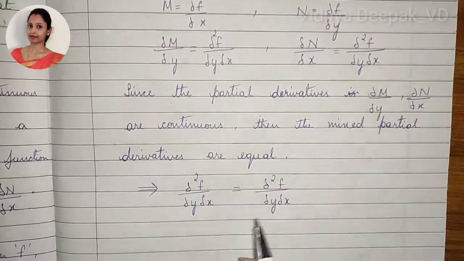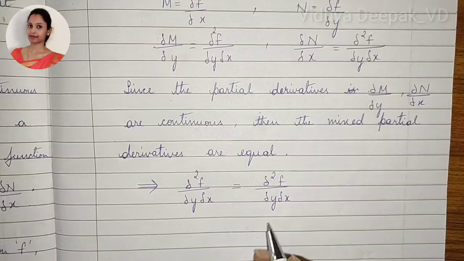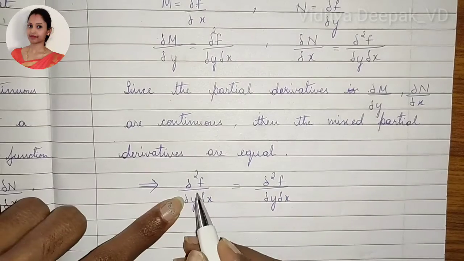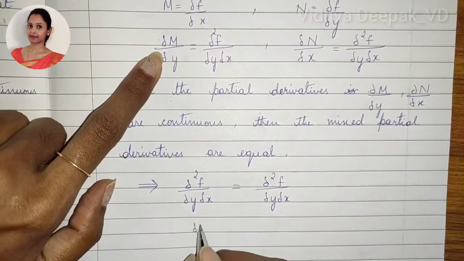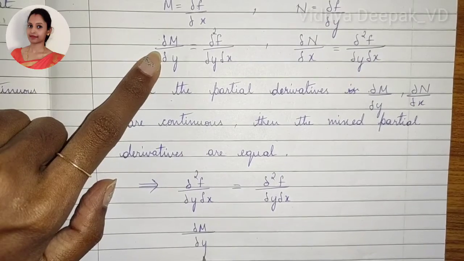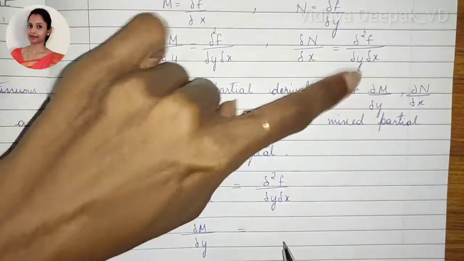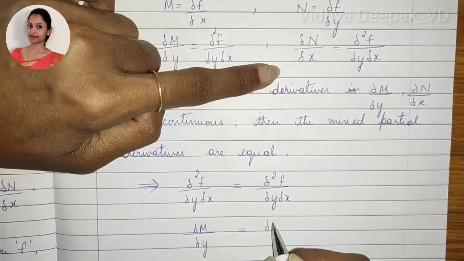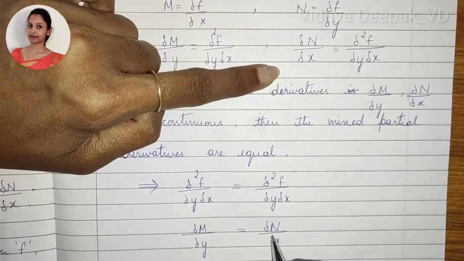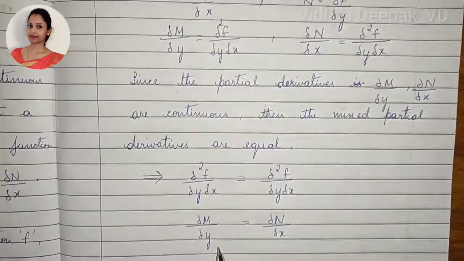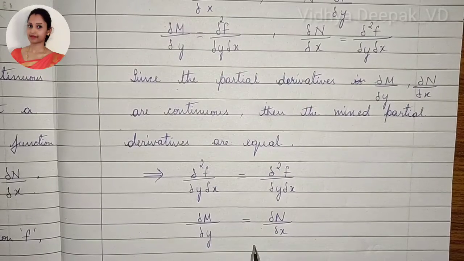Okay, so now from this, can I write, what is this? This is equal to this, right? Can I replace this by dou m by dou y? This is equal to this, so I can replace this term by dou n by dou x. So this is the condition we had to prove, right?